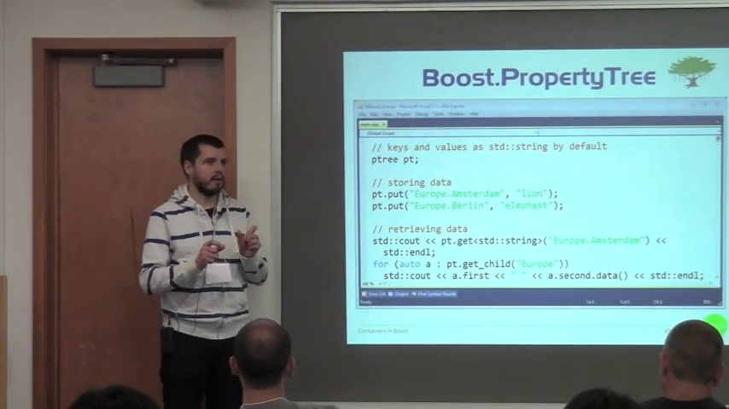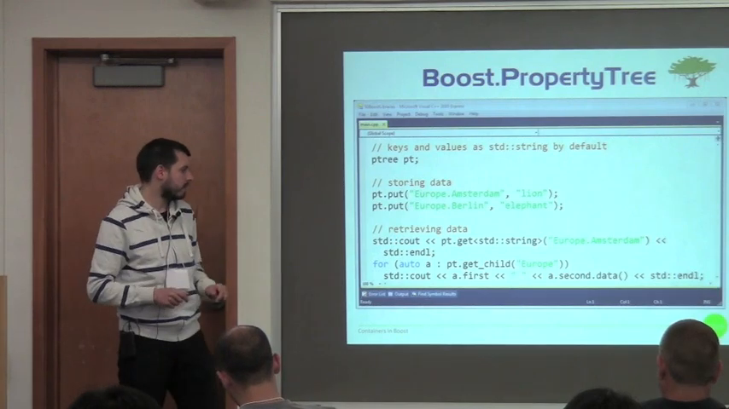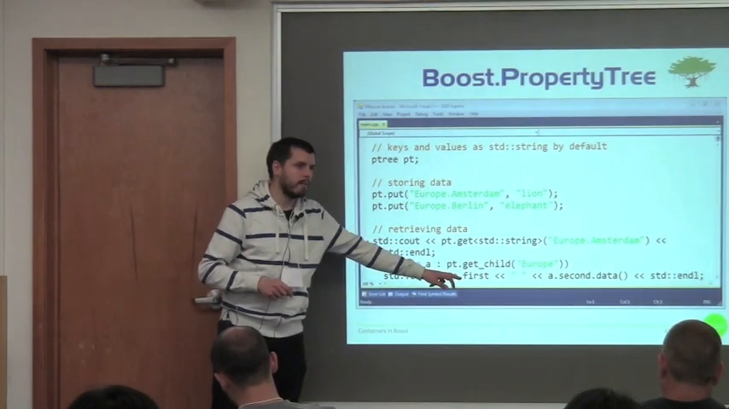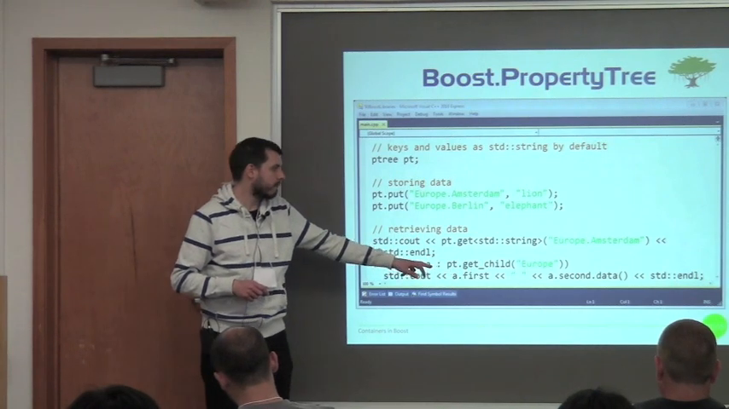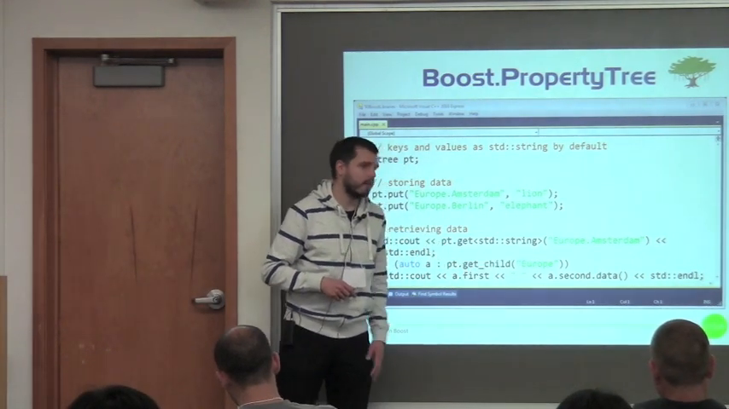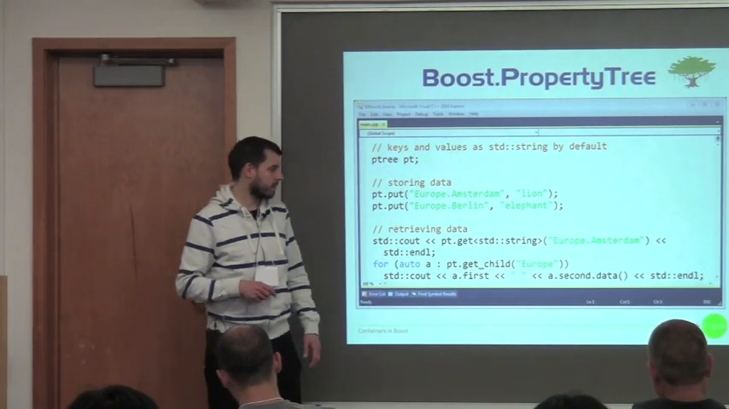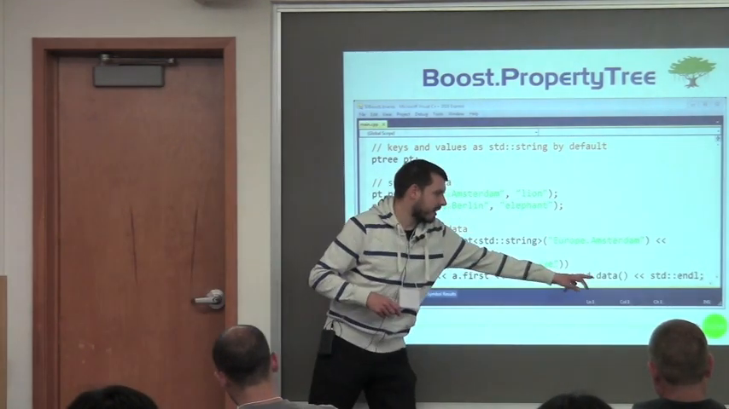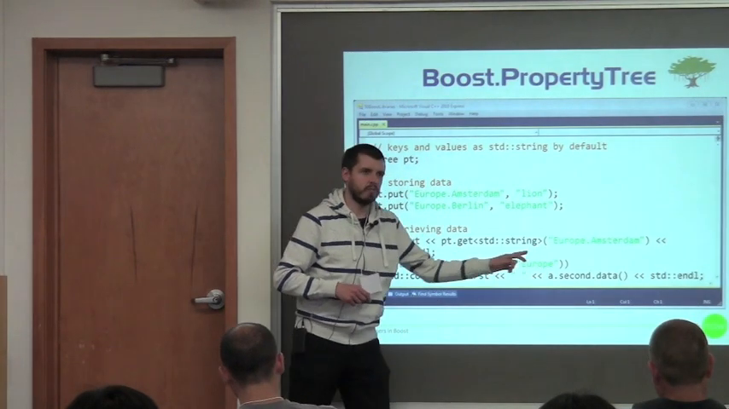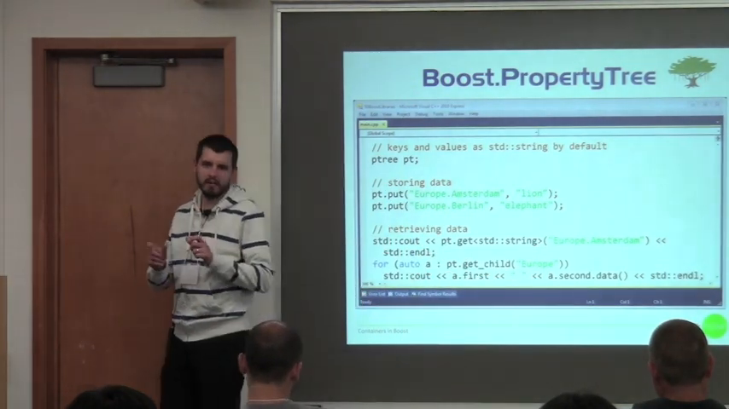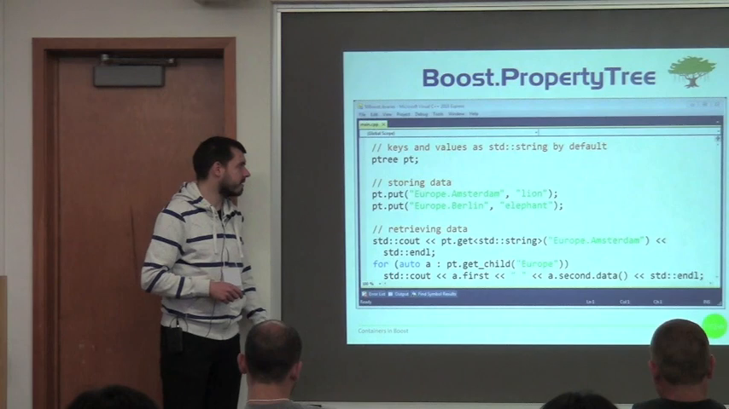And as I always get a key value pair, I write down here the name of the city. First is Amsterdam or Berlin. And here, a second data is the lion or the elephant. What does this data here have to do? I think the first and second one can somehow understand. It's like a pair. But why do I need to call data here?